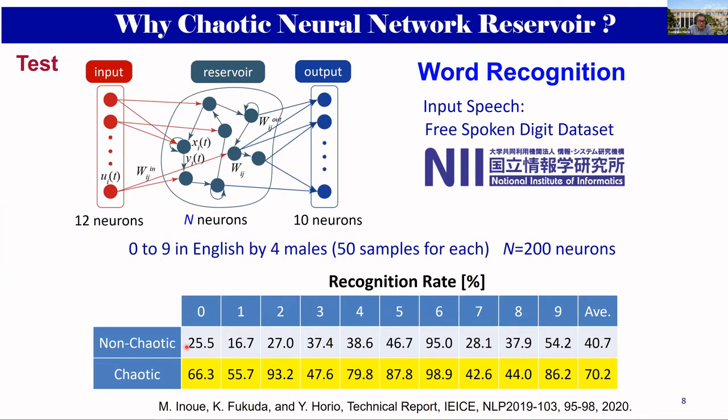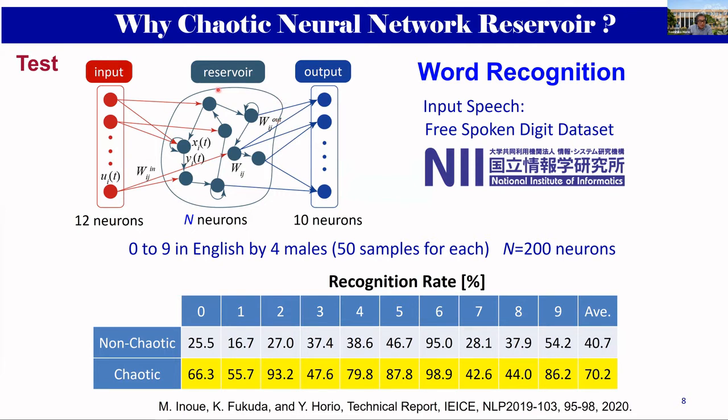Okay, why do we use the chaotic neural network reservoir? This is actually a rough test of the reservoir. We use word recognition. The data set is taken from the spoken digit data set from NII. We use 0 to 9, 10 digits in English utterances. We made the reservoir with 200 neurons and 12 input neurons, and the weights among those are set randomly and fixed. So we didn't do any optimization for the network. Then we put 10 output neurons, one for each utterance 0 to 9, and the utterances were learned by linear regression.